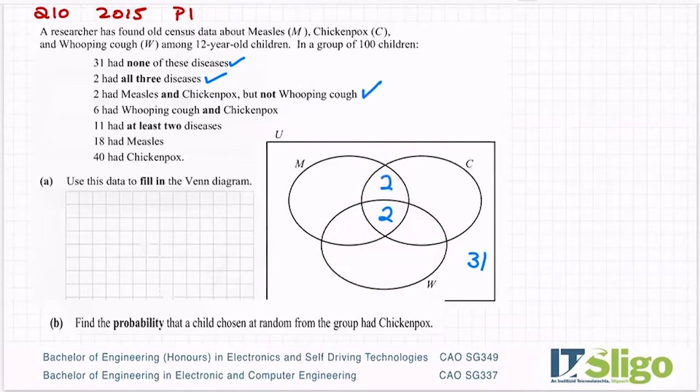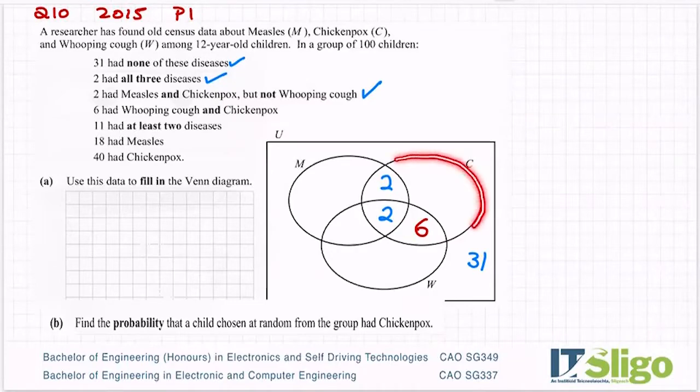Now the next one, 6 had whooping cough and chickenpox. I'm writing it in red because it's wrong. But this is a very common mistake that's made, that you put the 6 in there. 6 had whooping cough and chickenpox, and let me explain why.